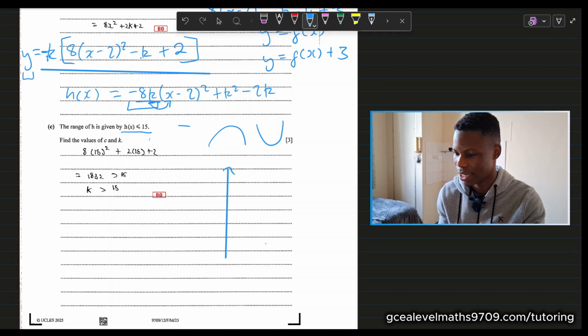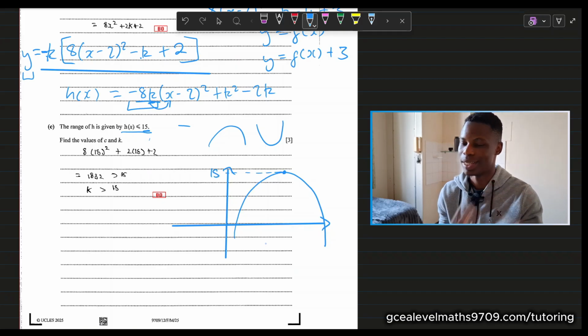This is not going to be an accurate sketch. You don't need an accurate sketch for things like these. We know that this point here is going to be 15, because they're saying h of x is less than or equal to 15. So in other words, the maximum point here is going to be 15, or the turning point, we know that y is 15.